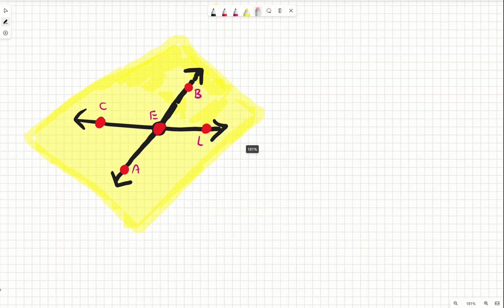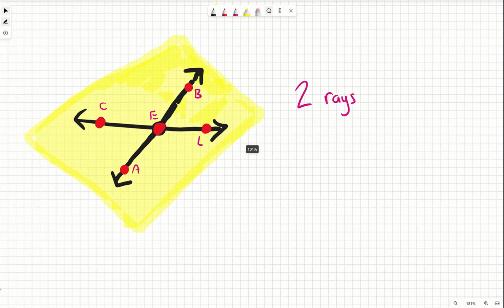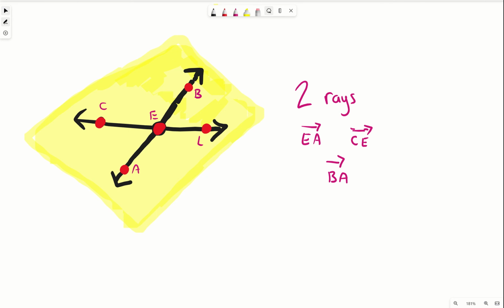That didn't do everything I wanted it to do. Let's say I want to raise... Well, I could have a ray from E to A, or a ray from C to E, or a ray from B to A. I can have any rays, anywhere where I'm starting at one point and going forever and ever in a different direction. All of those can be rays.